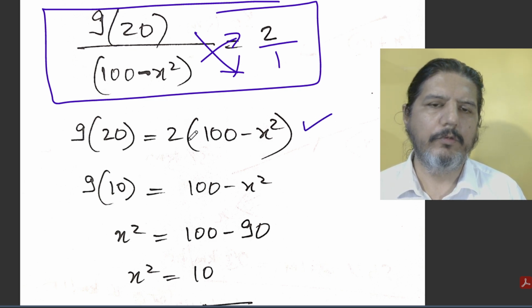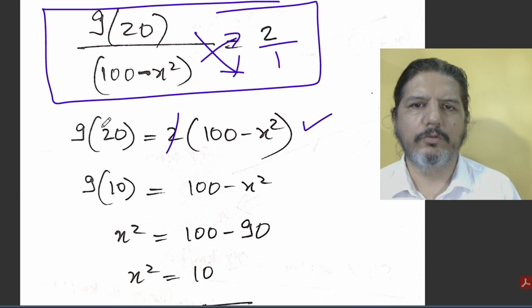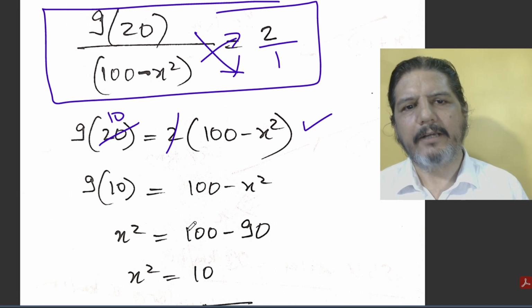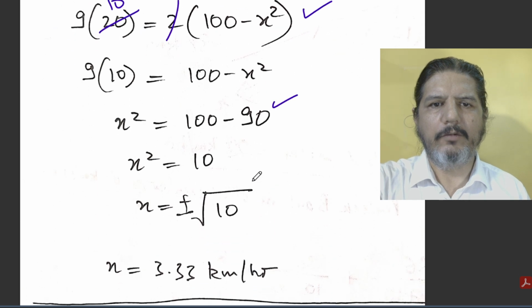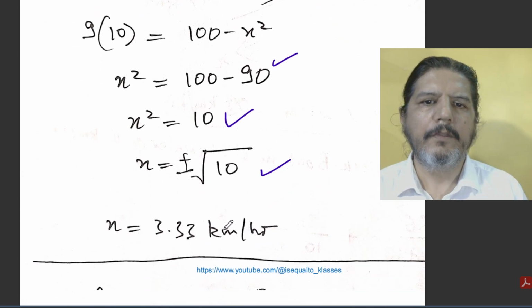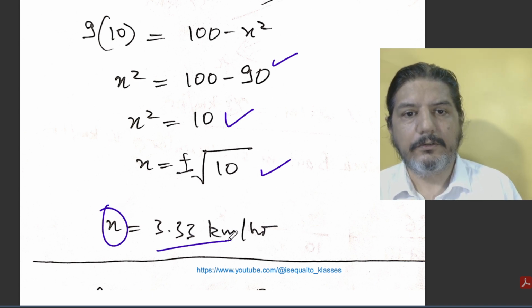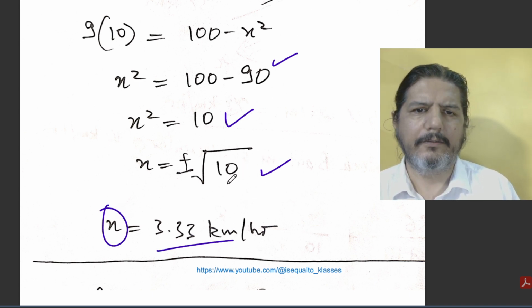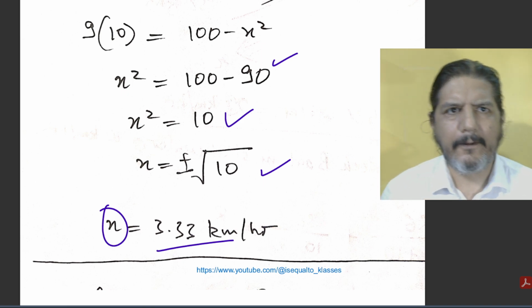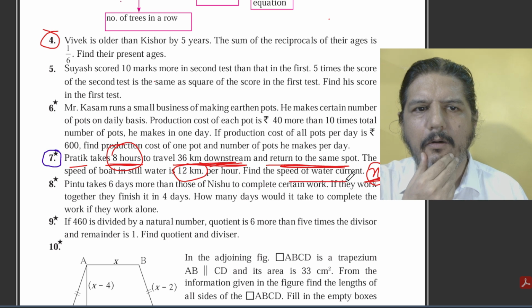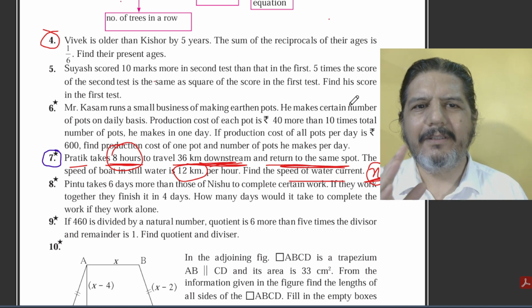And then we can cancel 2 on both sides. So this 2 and this will cancel. So this will be 90 is equal to 100 minus x square, and x square would be equal to 100 minus 90. So x square would be equal to 10 and x is equal to plus minus root 10. So basically, because x can't be negative, my x is root 10 km per hour, approximately 3.33 km per hour. So this is what the value of water current is.